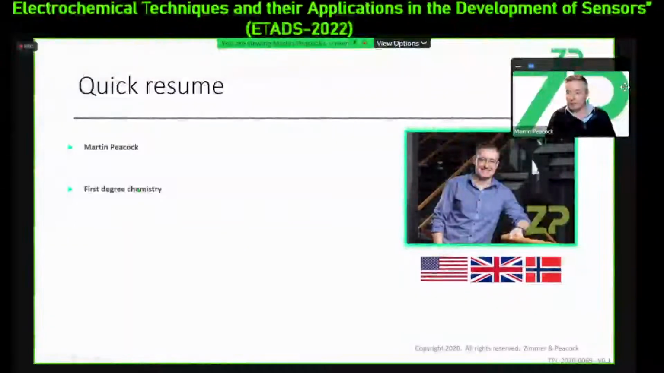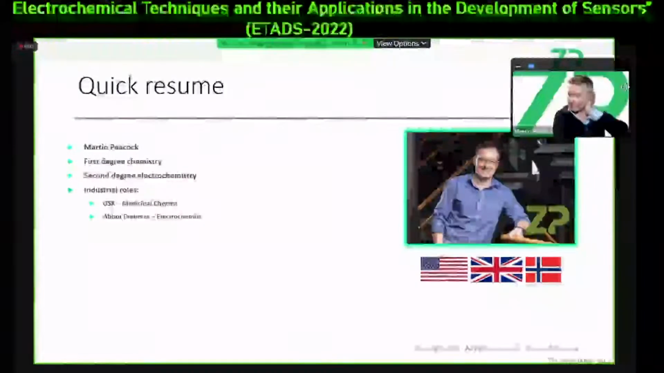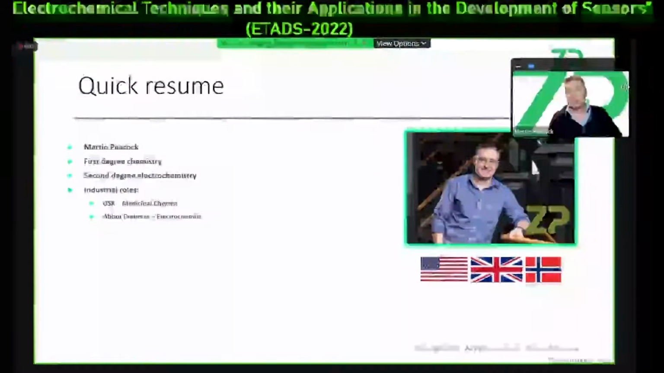So, just a quick resume. As I say, my name is Martin. It's very nice to meet you all. I'm a chemist by training, and an electrochemist by PhD. As mentioned, I have had industrial roles in very large companies, including GSK as a medicinal chemist, and then Abbott Diabetes as an electrochemist.